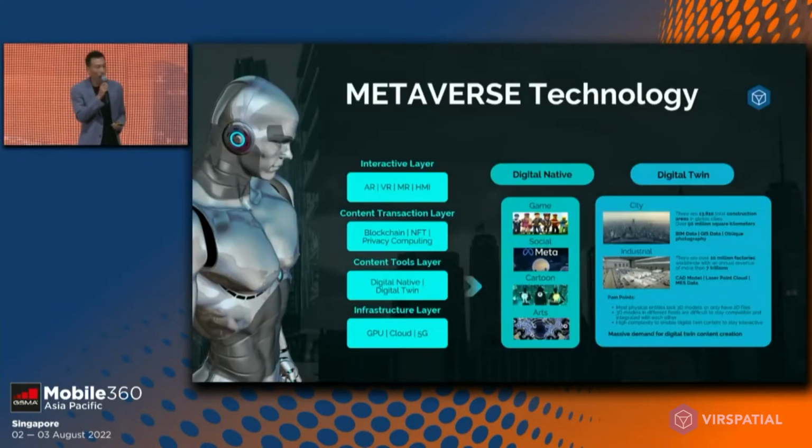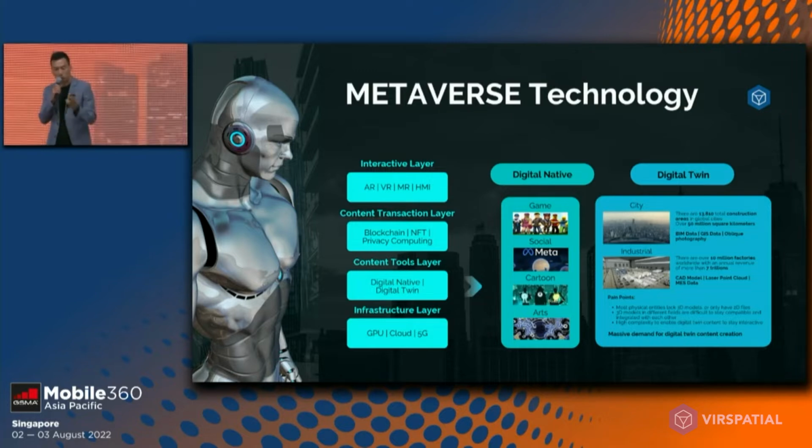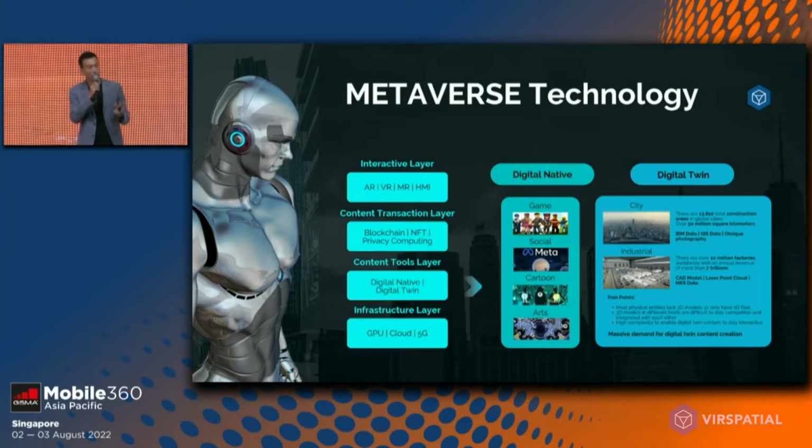First of all, there are actually two types of content in the Metaverse. One we call digital native. This is where, as you originally heard, the Metaverse came from the game industry: Meta, cartoon, arts, others. But there is a much more demanding side, which is the digital twin, a reflection, a replication of the physical world. And this is about business, about enterprise.